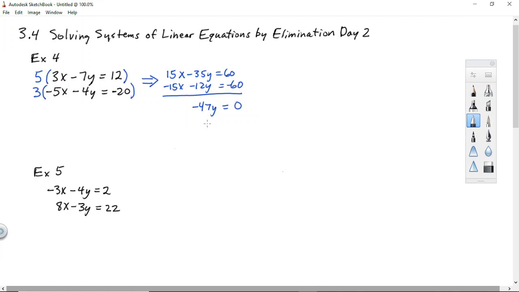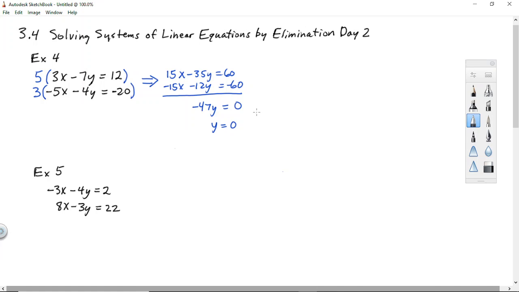So y is 0, right? Divide both sides by negative 47, and on the left you get y, and on the right, 0 divided by negative 47 is, of course, 0.